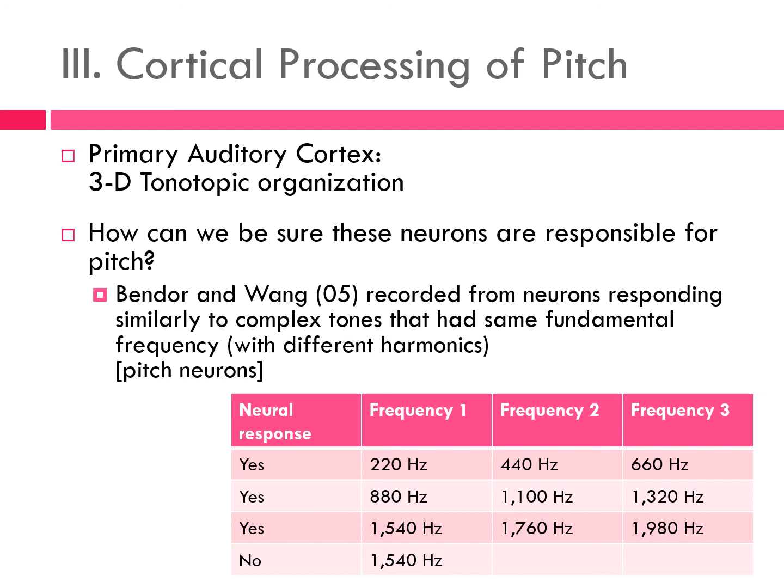So I have an example here to walk you back through it. Bendor and Wang recorded from neurons that respond similarly to complex tones that had the same fundamental frequency. So regardless of the harmonics and how we are getting at that perception of that fundamental frequency, that's what they're measuring. And they called them pitch neurons because they actually existed. And I think it's pretty amazing.